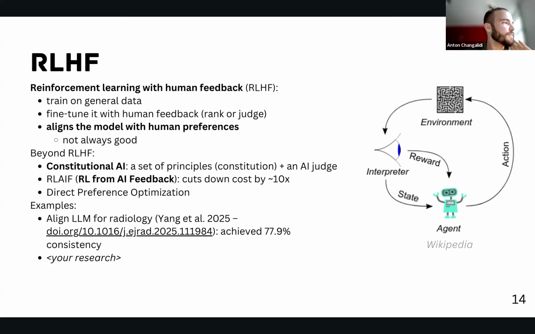Also, what can be used is constitutional AI, which was invented by Anthropic. And the thing here is that you can include it in AI feedback, but not just ask the AI to score the answer, but also provide it with some constitution, so rules for how to provide the answer.